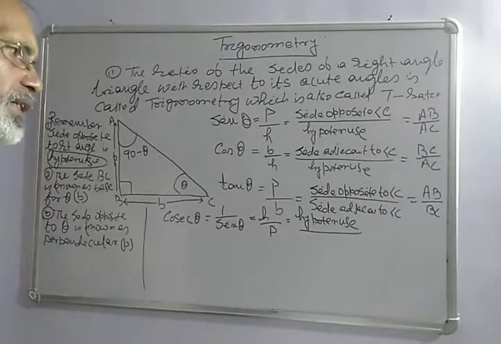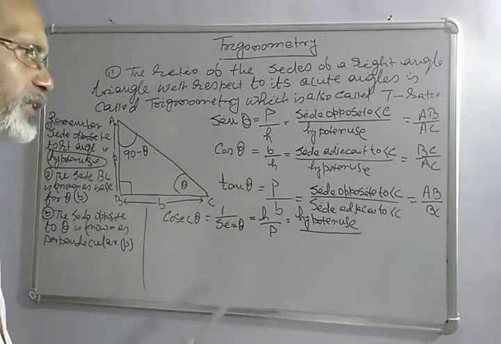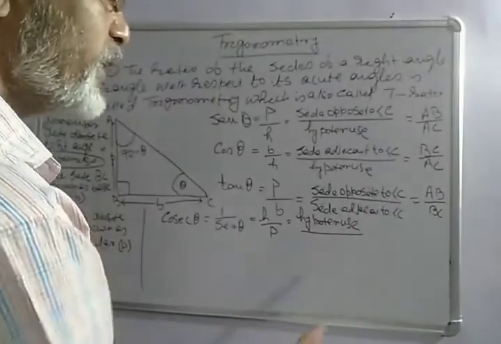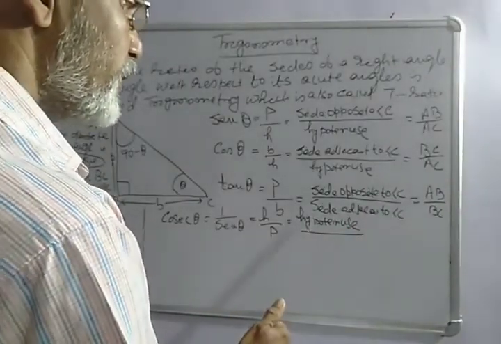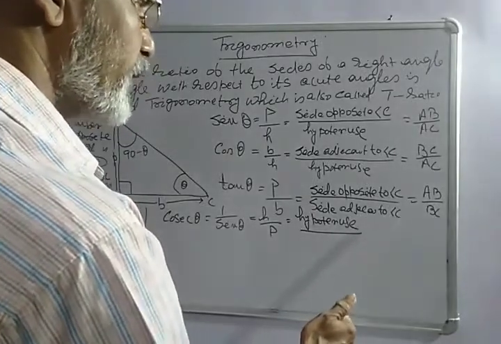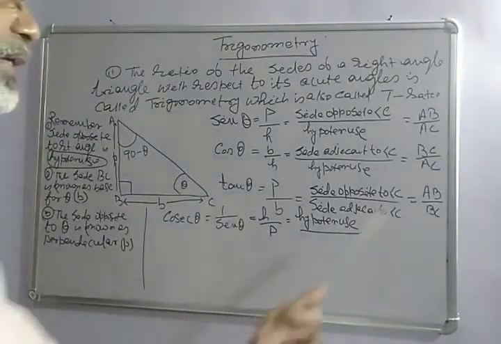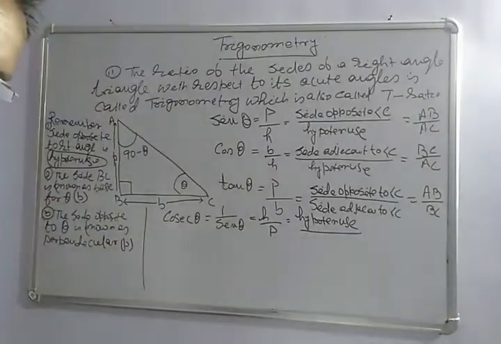Similarly, next one is tan theta. Tan theta is equal to P by B, the side opposite to angle C by the side adjacent to angle C, that is BC. So tan theta is equal to P by B, that is AB by BC.